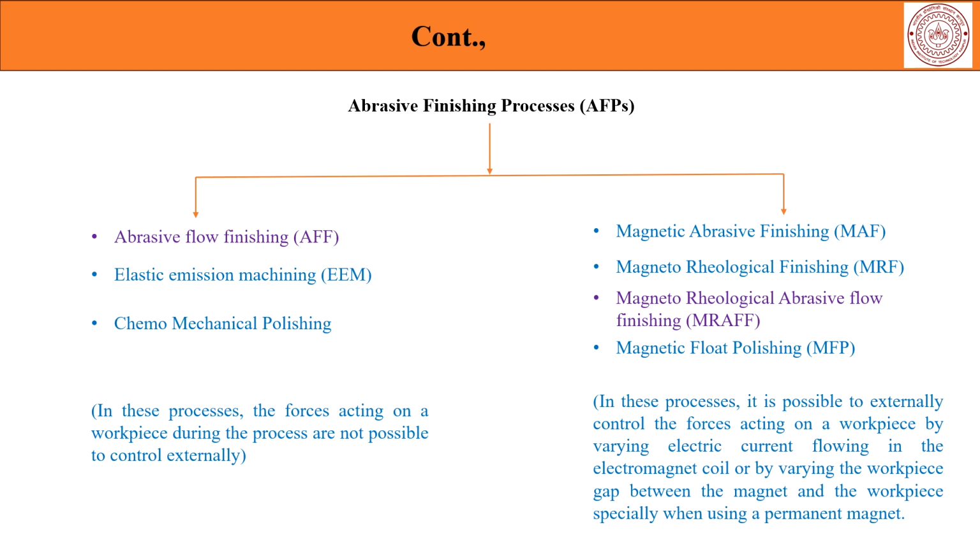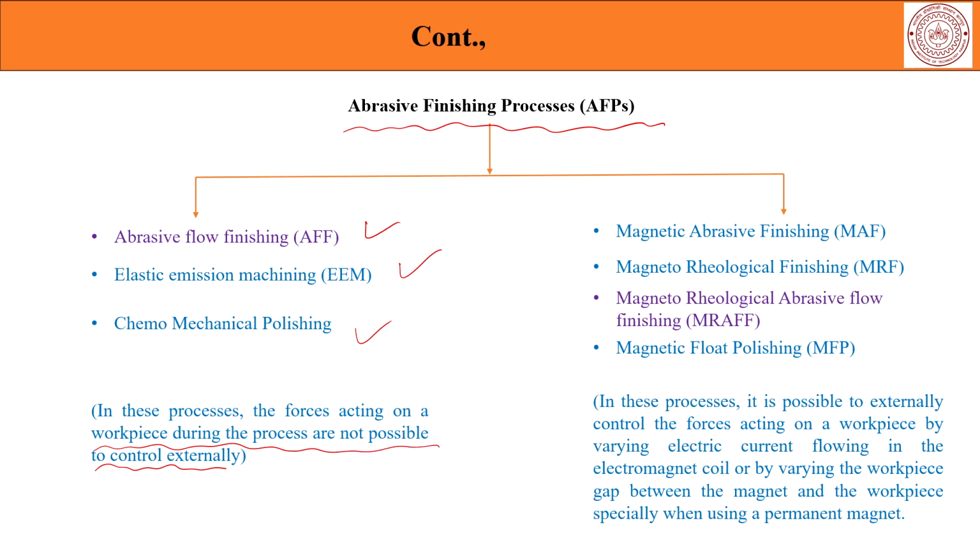Now, when we talk of abrasive finishing processes in general, you classify them in one category as abrasive finishing, elastic emission machining, and chemomechanical polishing. In these processes, the forces acting on workpieces during the process are not possible to control externally. So, there are no fields or any other effects which could actually control such processes.